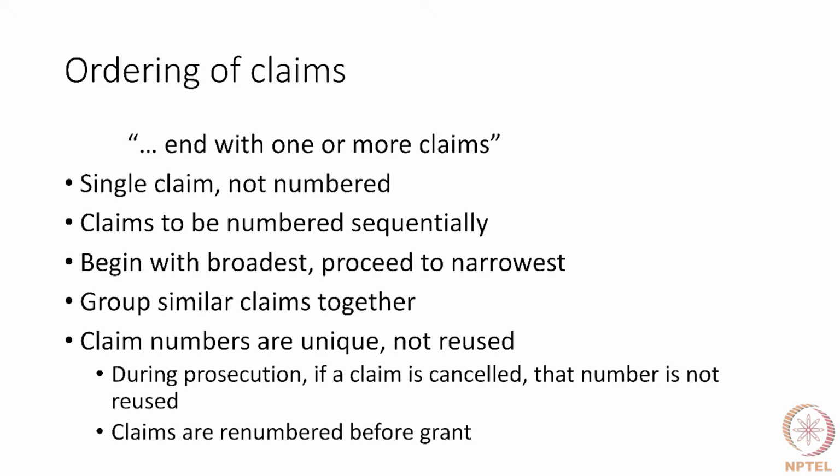But before the grant, the claims are renumbered by the patent office and granted. So in most cases when you see a granted patent, you will see a sequential numbering. But it is quite possible that during the course of prosecution, some claims were deleted or omitted, and during the course of prosecution, the numbering is not changed.